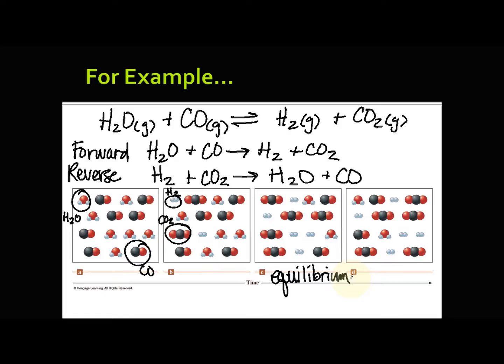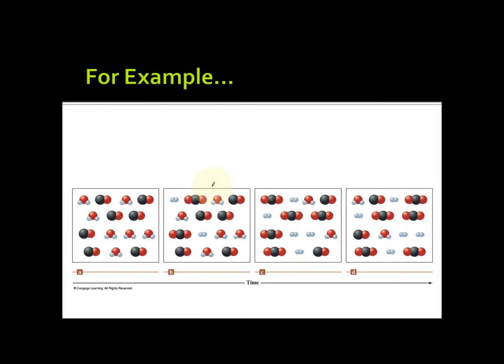If you notice in boxes C and D, there are 1, 2, 3, 4, 5 H2s in both of them. So the number of molecules no longer changes, but the reaction isn't done. It's constantly going in the forward and the reverse reactions, moving back and forth. Sometimes the reactants go together to make the products, and then sometimes the products go back towards the reactants. It's this dynamic, frantic activity going on.